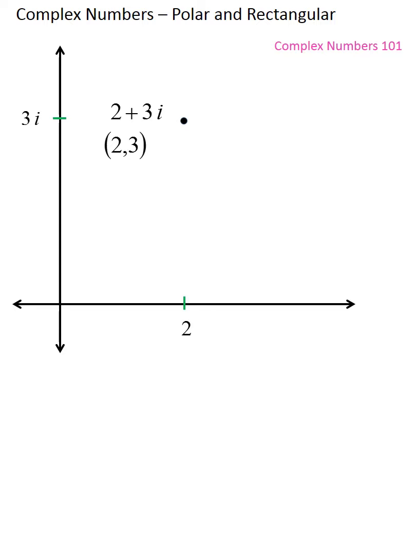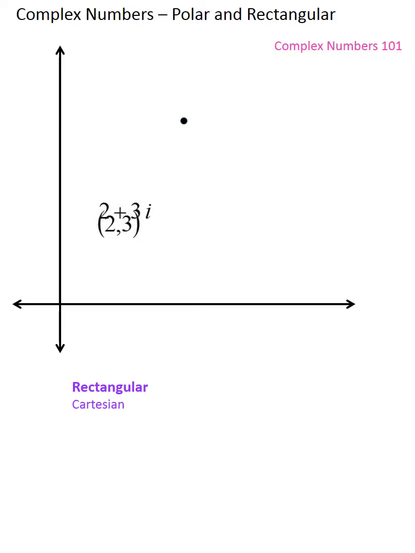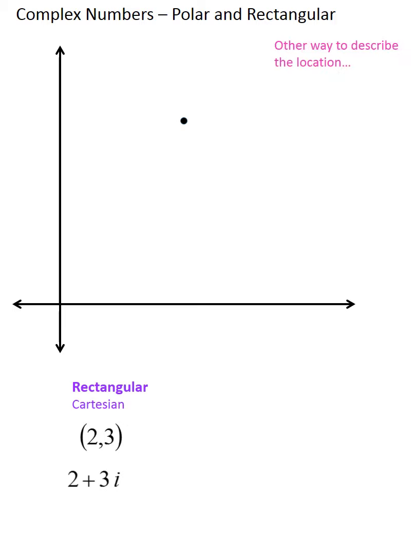We can also consider them as ordered pairs, as the point on the graph. Whenever we know the x and the y coordinates of complex numbers, we say that those complex numbers are expressed in rectangular or Cartesian form. But there's another way to express the location of a complex number.